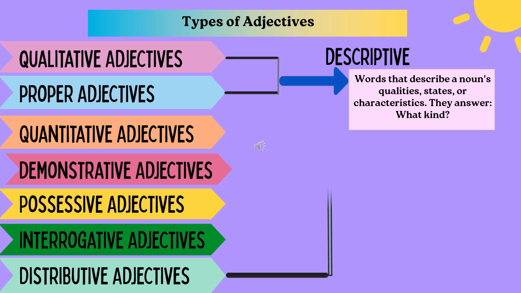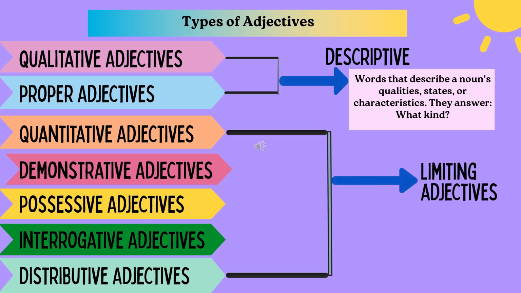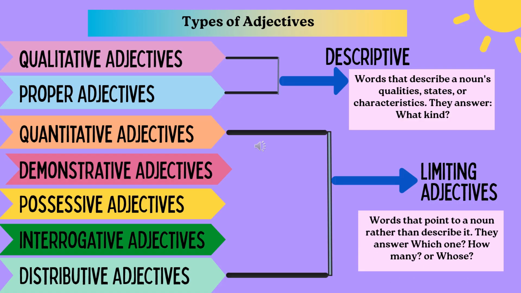On the other hand, limiting adjectives do not describe qualities. Instead, they point to, quantify, or specify a noun. They limit the noun by answering questions like, which one? This, that. How many? Some, 5. Whose? My, their. Most of the other types on our list, quantitative, demonstrative, possessive, interrogative, and distributive, are limiting adjectives. This distinction helps us understand their different jobs in a sentence.